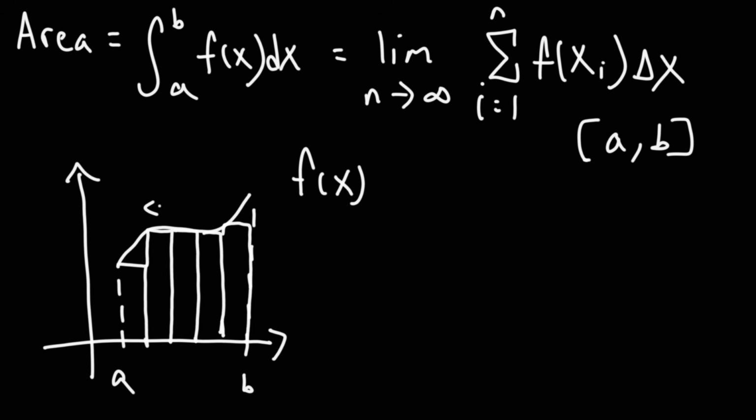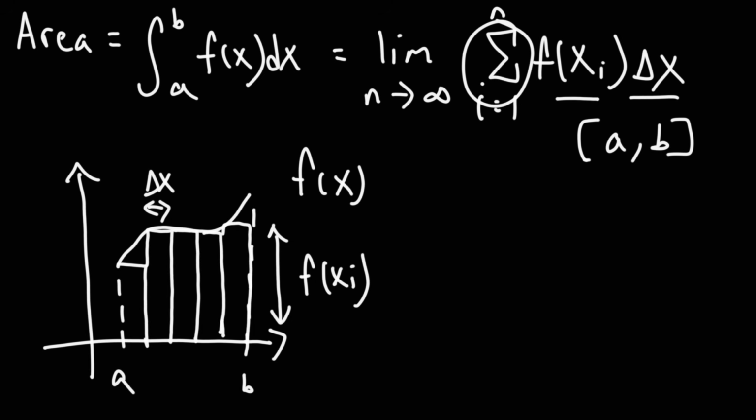Delta x is the width of each rectangle, and f of x sub i is the height of the rectangle. So we have height times width. That will give us the area of each rectangle, and once we take the sum of all of them, that will help us to calculate the area under the curve.